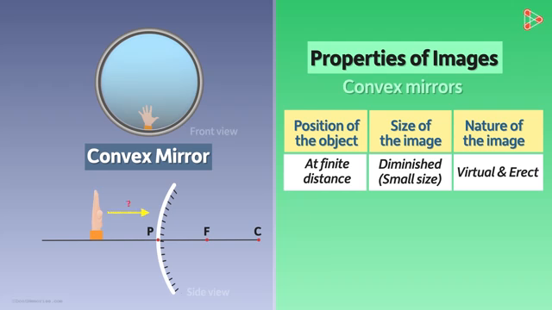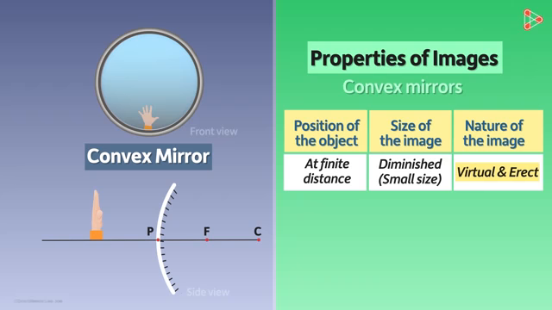What if I move the object towards the mirror? If I move the object towards the mirror, the size of the image keeps on increasing. But the size of the image with respect to the object is always smaller. What will happen if I move the object away from the mirror? As I move the object away from the mirror, the relative size of the image keeps on reducing. Also, at any finite distance away from the mirror, the image formed is always a virtual image.